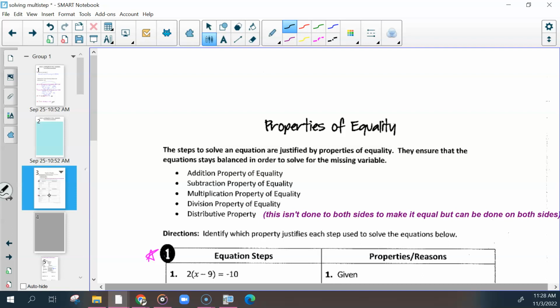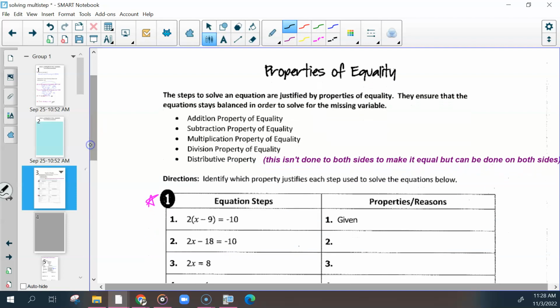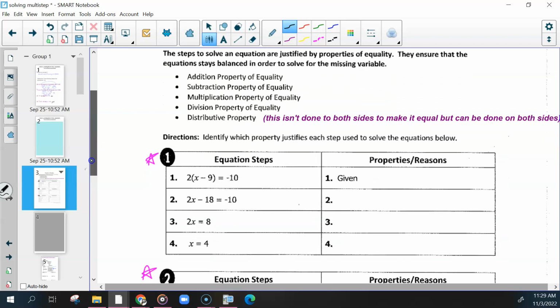So I imagine that at some point you talked about these, but I could be wrong because I don't know what you do in 8th grade. So in order to solve, you have to know your properties of equality, where what you do to one side you have to do to the other. These are your different properties of equality: addition, subtraction, multiplication, division. Distributive property, there we go. Isn't done to both sides, but you do it so that both sides are equal. All of these things kind of balance out the equation.